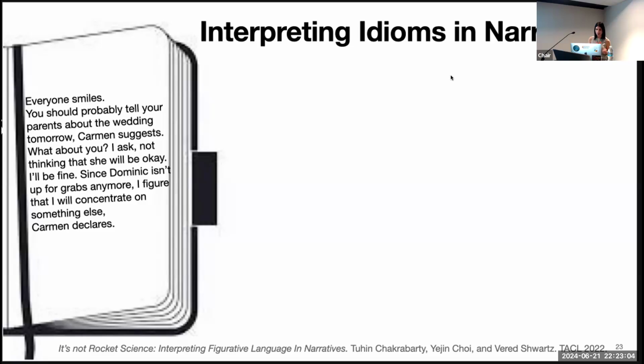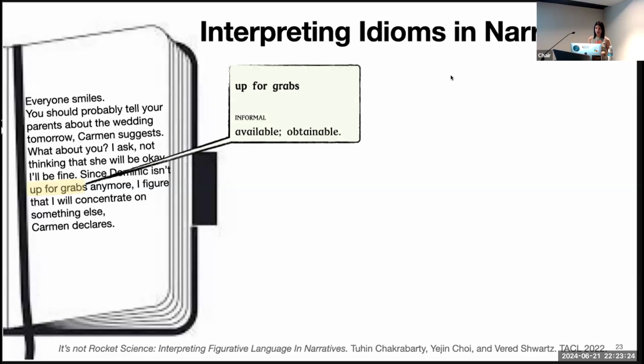Here's one example. Everyone smiles. "You should probably tell your parents about the wedding tomorrow," Carmen suggests. "What about you?" I asked, not thinking that she'll be okay. "I'll be fine. Since Dominic isn't up for grabs anymore, I figured I'll concentrate on something else," Carmen declares. So in this example, up for grabs is the idiom, and that means available or obtainable.